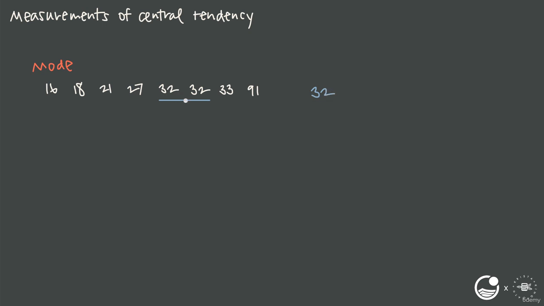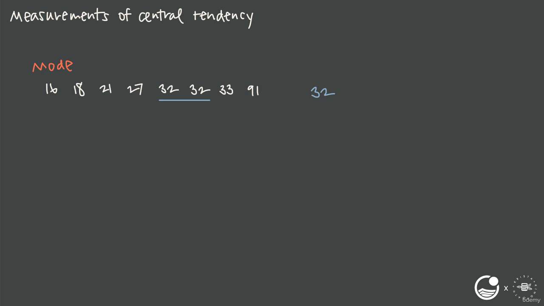We don't say that 2 is the mode of the data set. Sometimes people think that the count of that highest value will be the mode. The mode here is not 2, the number of times that 32 occurs. The mode is actually 32. So we could say that the mode of the data set is 32.